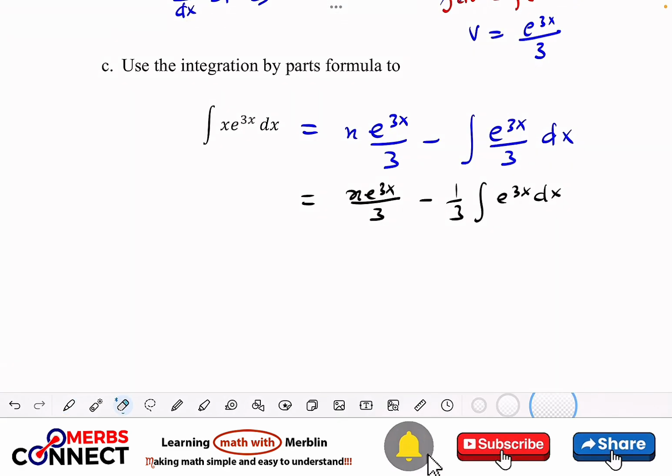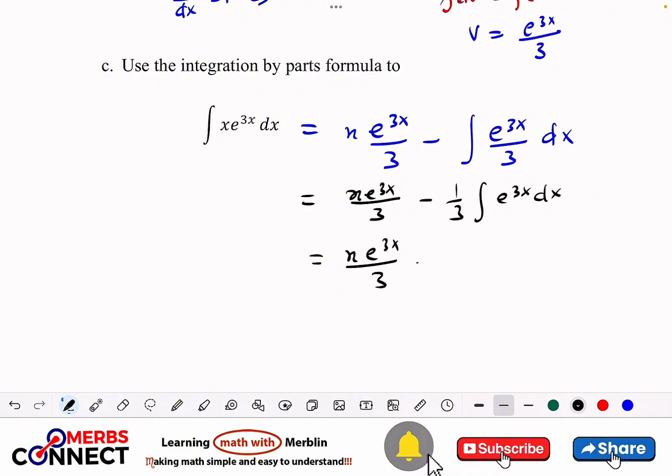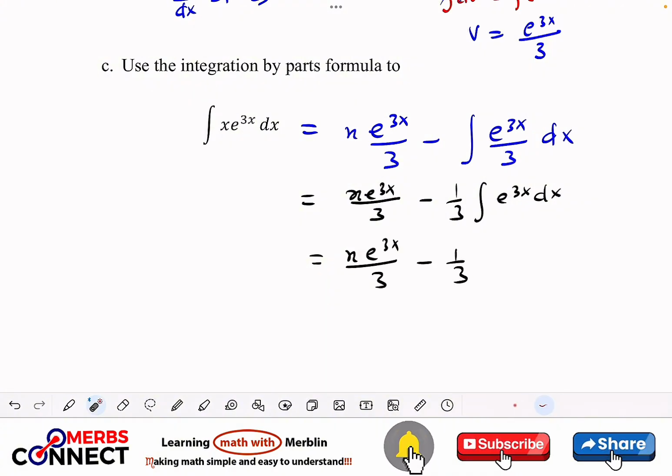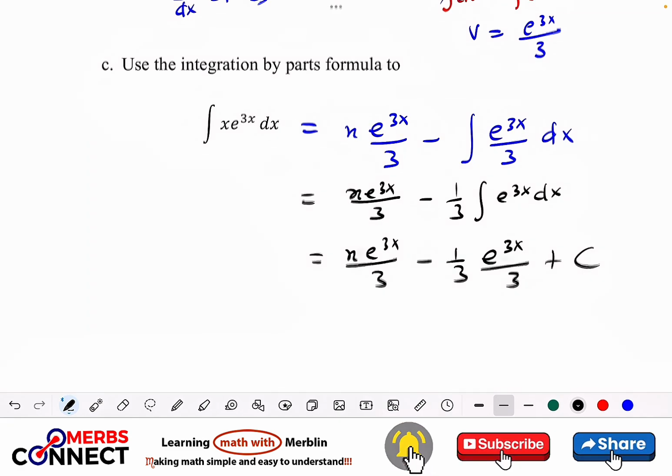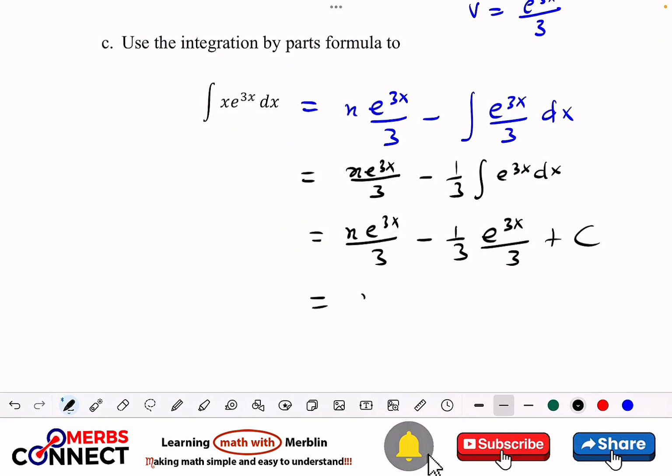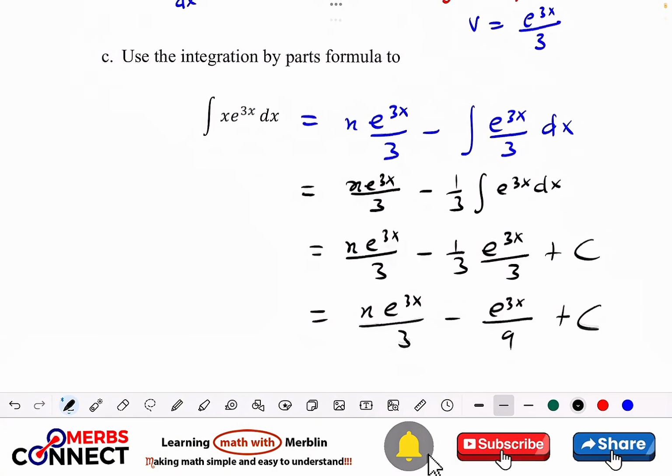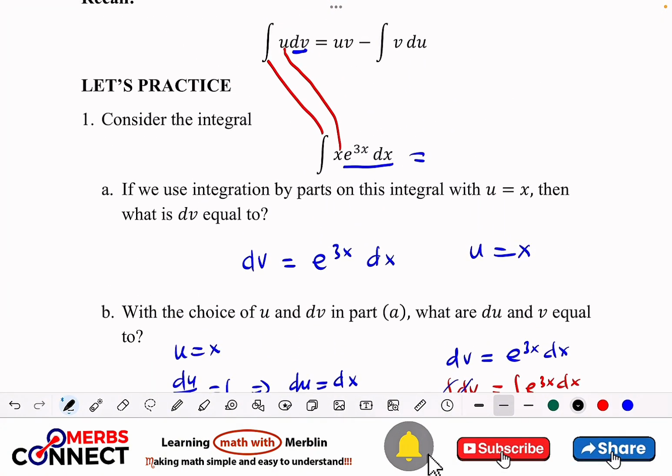So what I'm going to do is I need to integrate this again. This is going to give us e to the power 3x divided by 3 minus 1 over 3. And when I integrate this, I'm going to have e to the power 3x divided by 3. So maintain the function divided by the derivative of the top plus my constant. So finally, I have e to the power 3x divided by 3 minus e to the power 3x divided by 9 plus my constant. So this is how we integrate an exponential function.